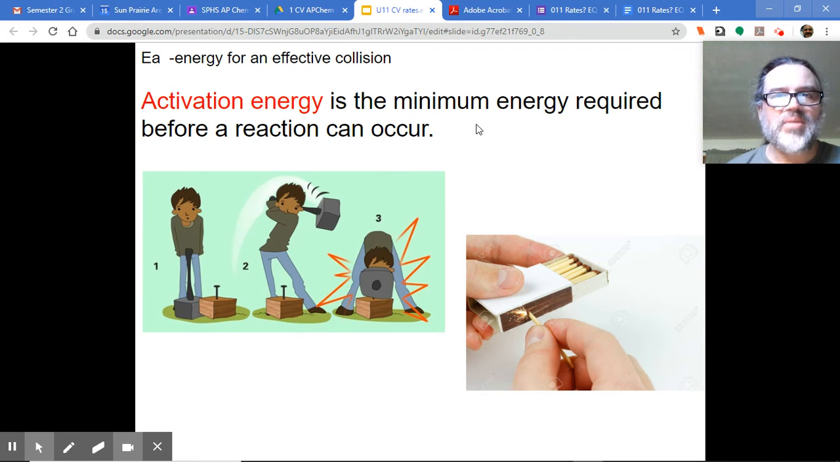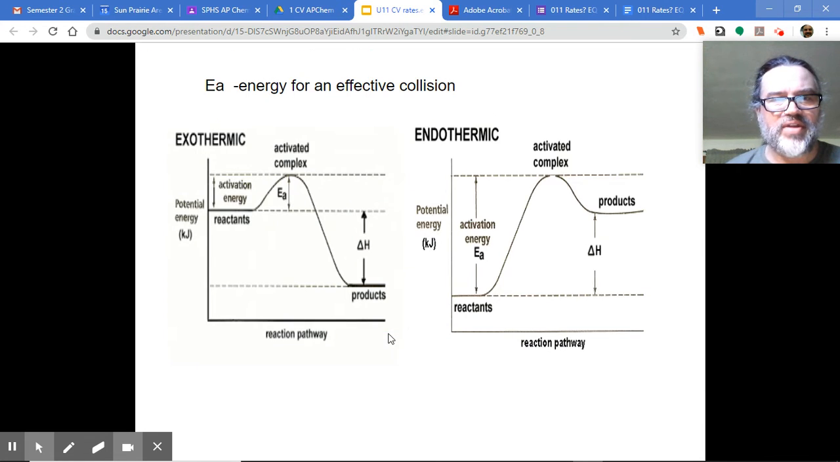So it's the minimum energy required before a reaction can occur. Things don't just happen. Sometimes we got to give them a little spark. Think of that as activation energy.